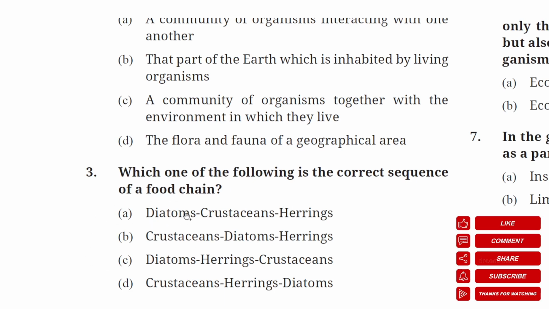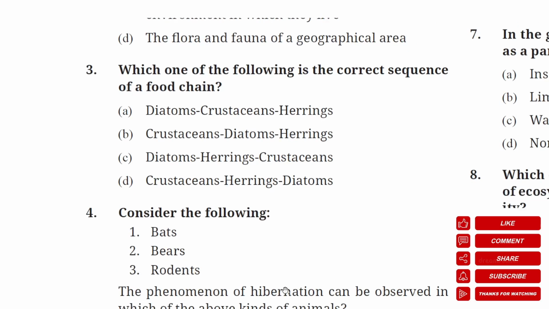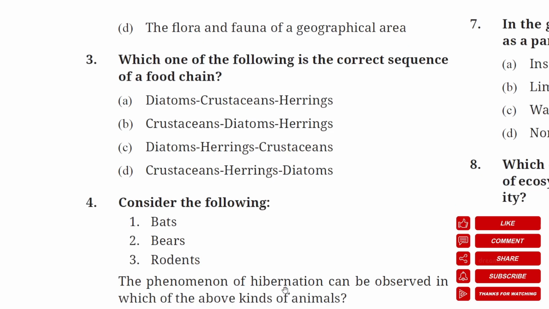The diatoms are at the first level, then come crustaceans, then come the herrings. Considering the feeding relationship of the organisms in a food chain, it is found that the herrings feed on the crustaceans, that is consumers or heterotrophs, and the crustaceans feed on the diatoms, that is primary producers or autotrophs. Thus, the correct sequence is diatoms, crustaceans, and herrings. So it is an important question, especially when you talk about the concept at a basic level.